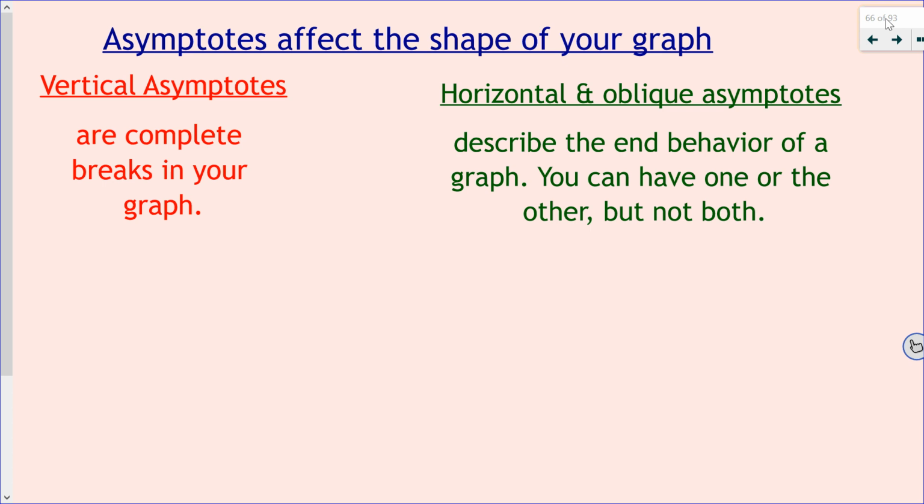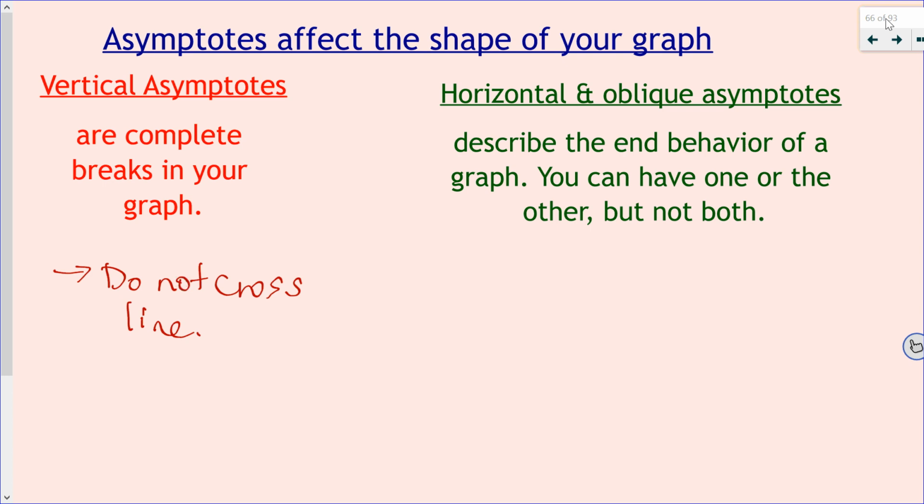Vertical asymptotes are complete breaks in your graphs. In other words, it is a do not cross line. You never cross a vertical asymptote, whereas horizontal and oblique asymptotes describe the end behavior of a graph.